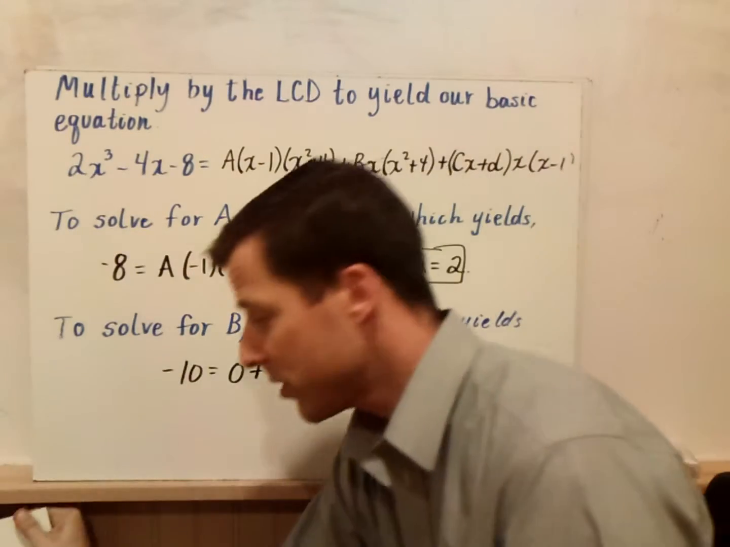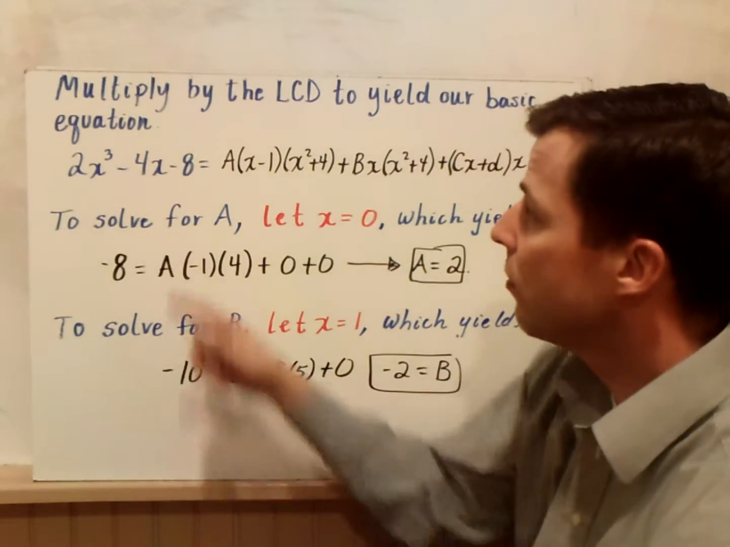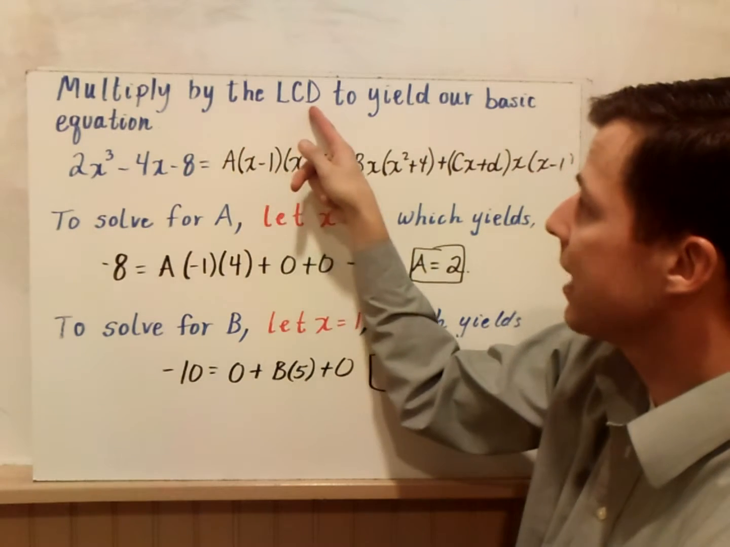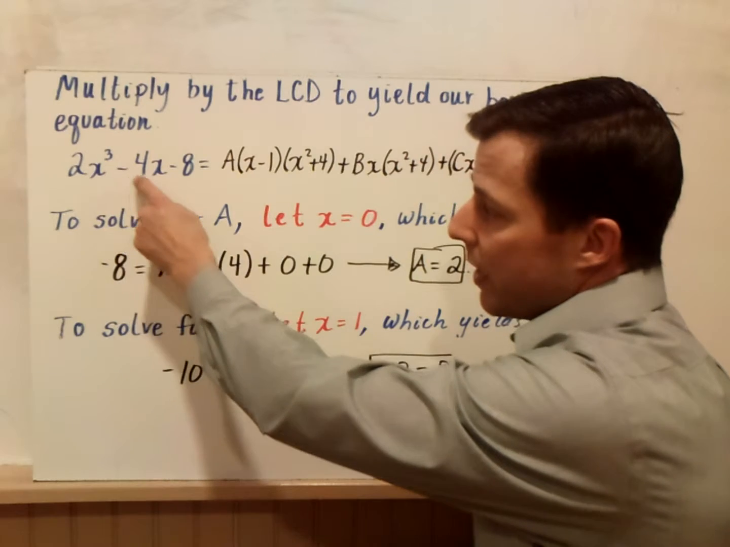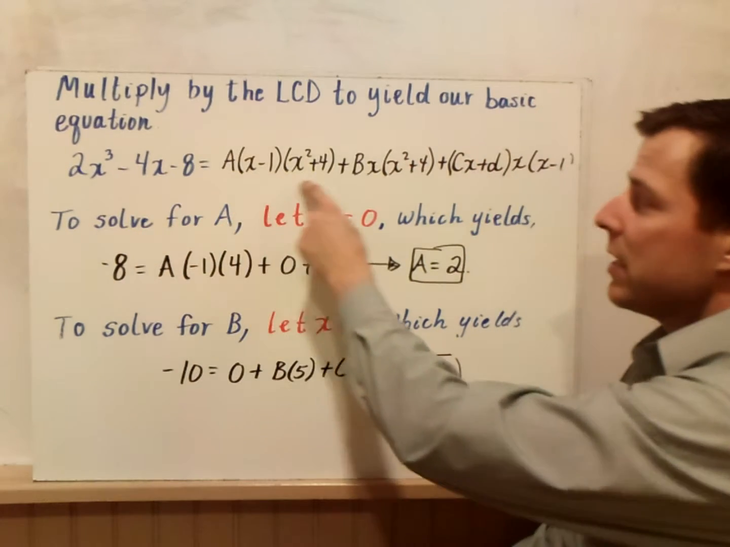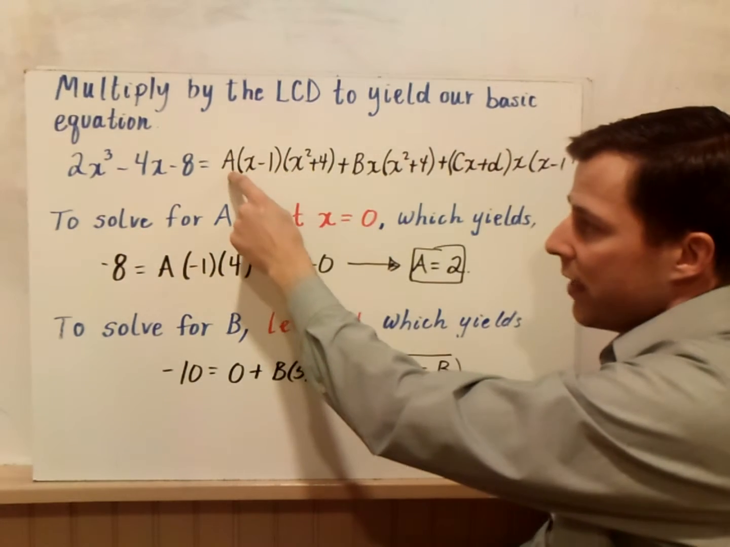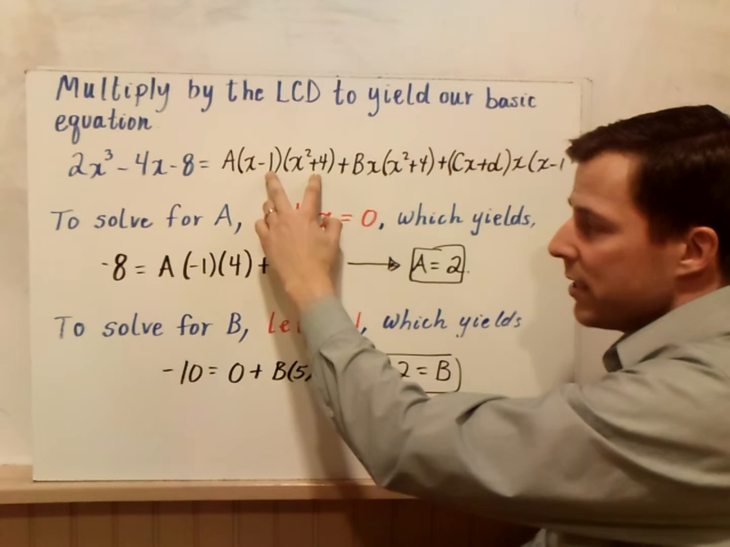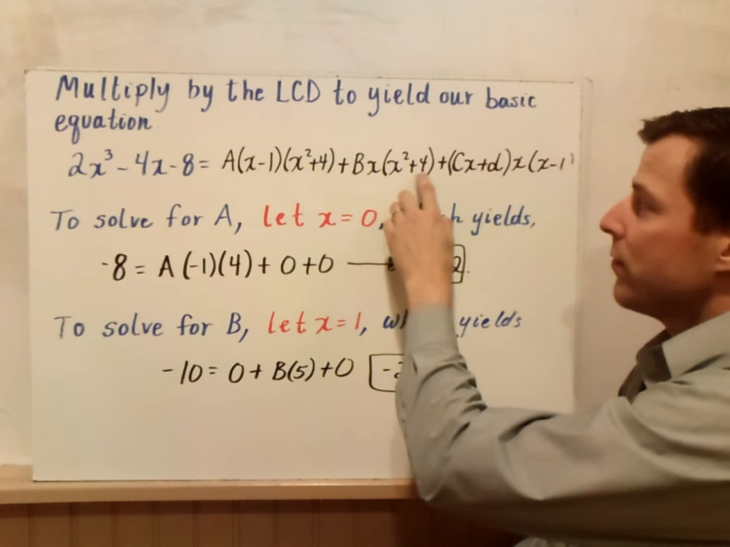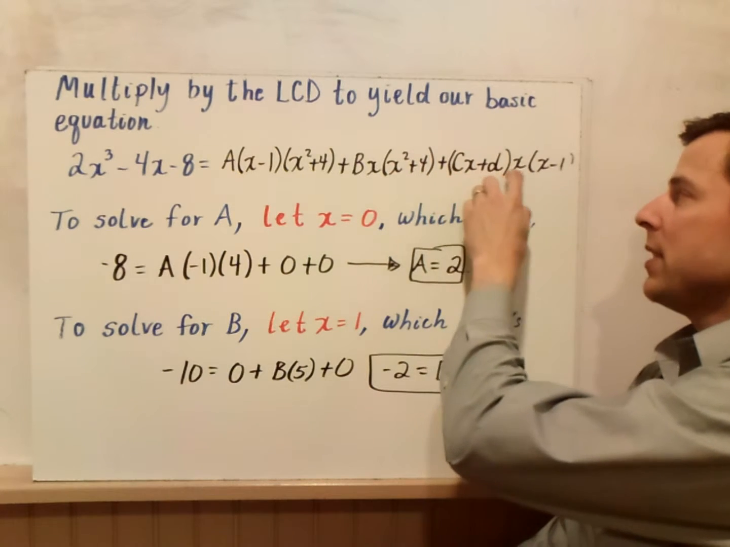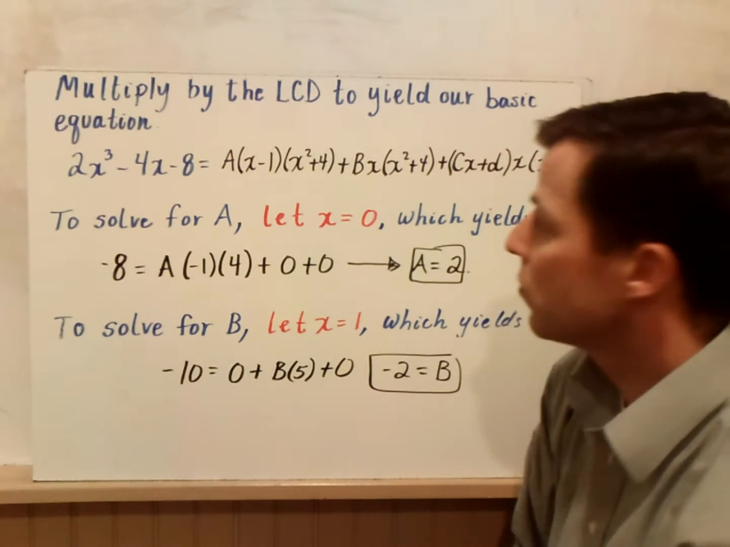Fortunately for us, we can find A and B the same way we've done before. We're going to multiply by the least common denominator to yield our basic equation. So you get 2x cubed minus 4x minus 8. Again, here's our basic equation, the rest of it: A times the quantity x minus 1 times x squared plus 4, plus B times x squared plus 4, plus Cx plus D times x minus 1.